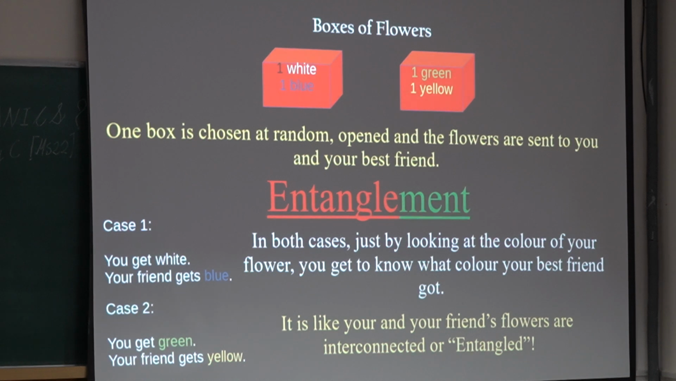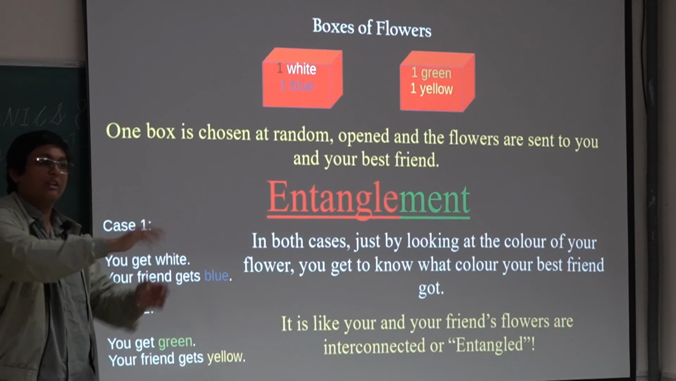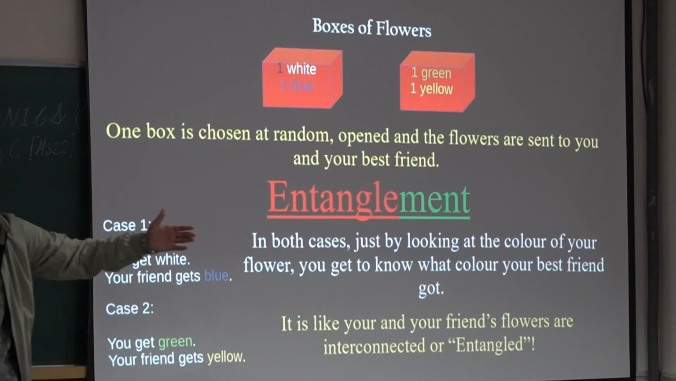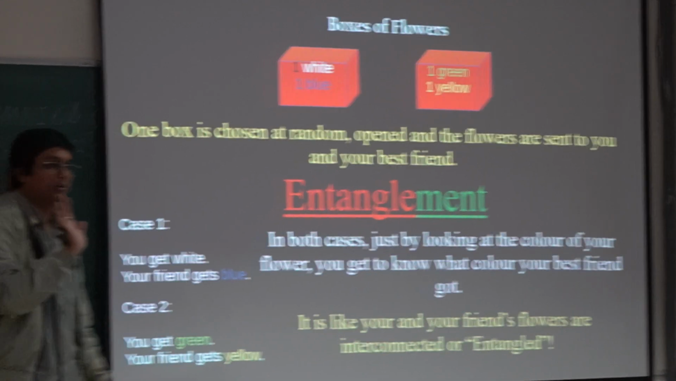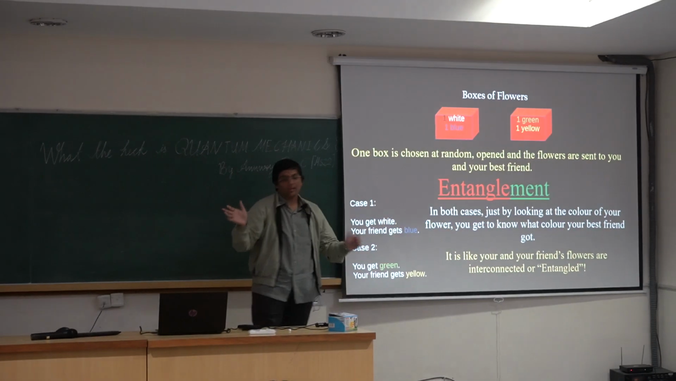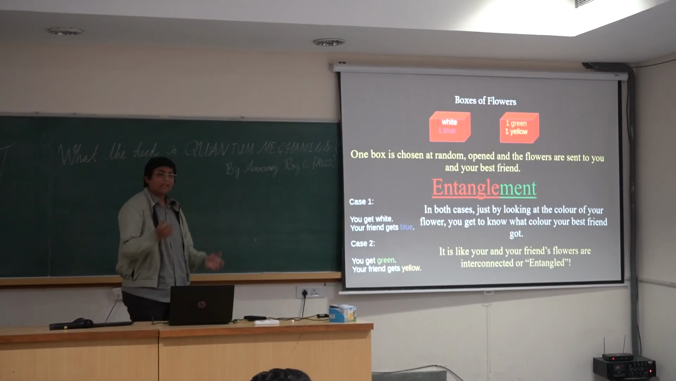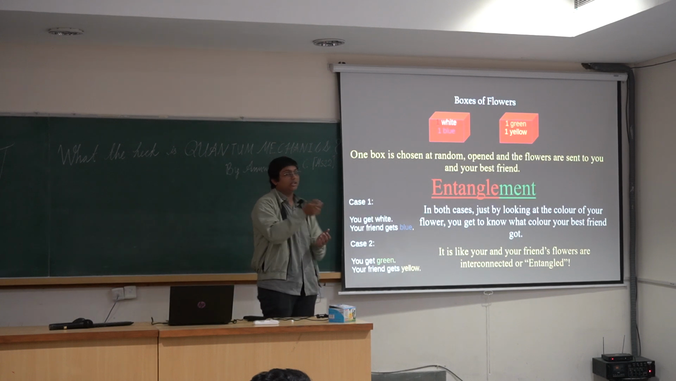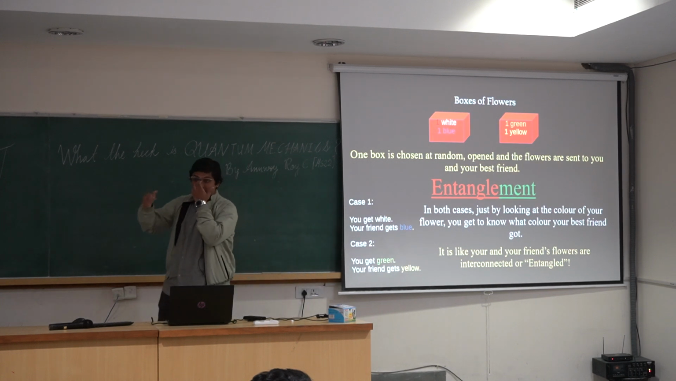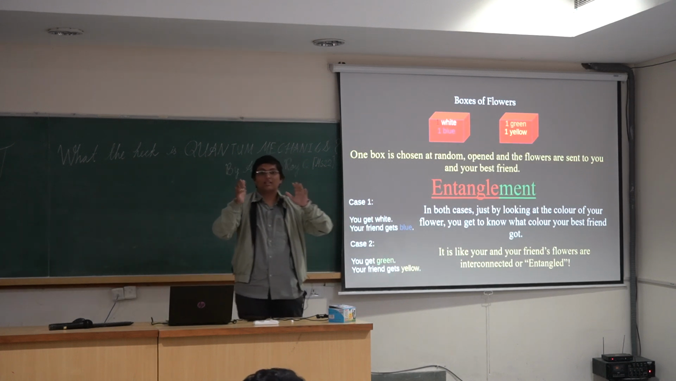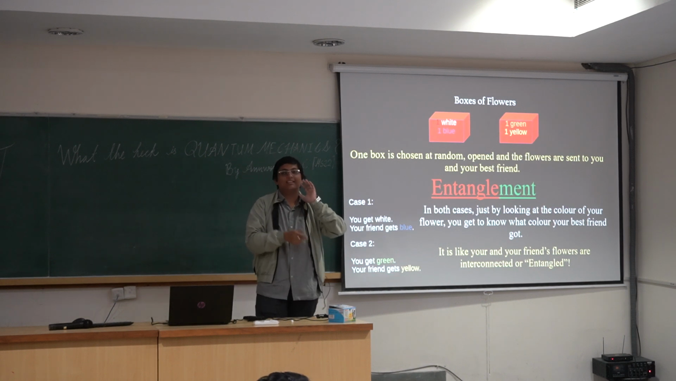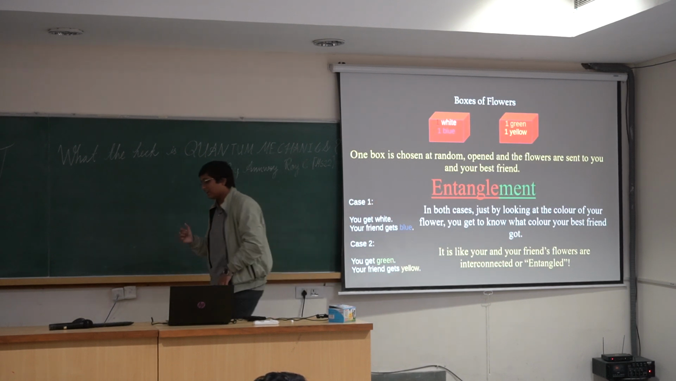You guys knew that with white there was blue, with green there was yellow, right? So if you get white, you immediately know that your friend got blue. Even if you are in the Arctic and your friend is in Antarctica, you know that if you got white, your friend got blue. If you got green, your friend got yellow. You know it, right? These are the only two possible pairs. So just by looking at the color of your flower, you get to know what color flower your friend got. So your flower and your friend's flower are sort of interconnected, or entangled, as physicists like to say.